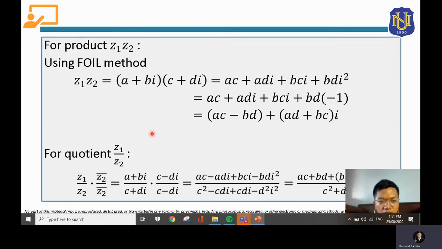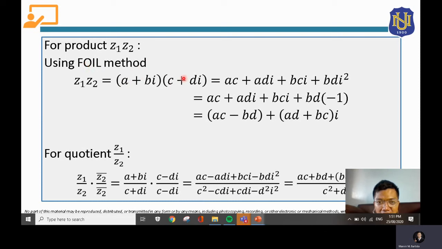Okay, so let's now derive the formula that we have for product of complex numbers. For product z1 times z2, that will be a plus bi times c plus di. So we're going to use a FOIL method here. FOIL stands for F for first, O is outside, I is inside, and L is last. So using FOIL method, we just multiply the first term of the two complex numbers. That will be a times c.